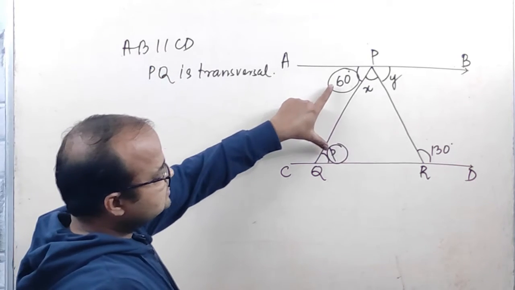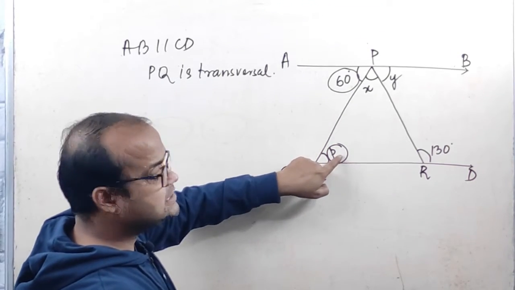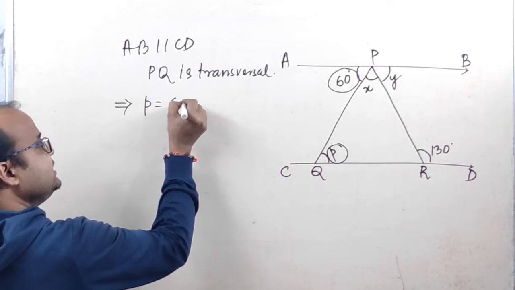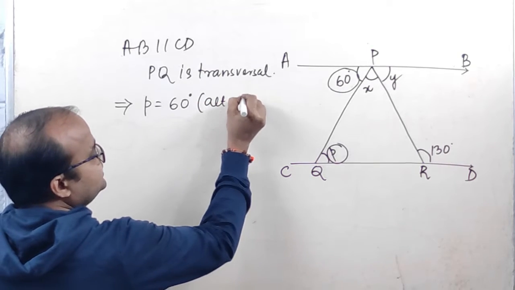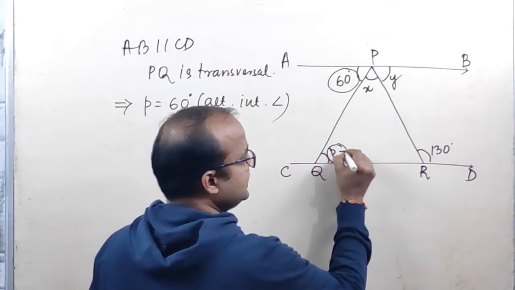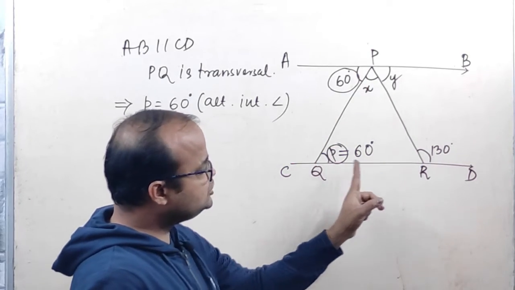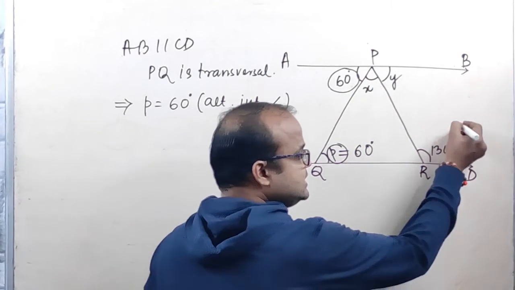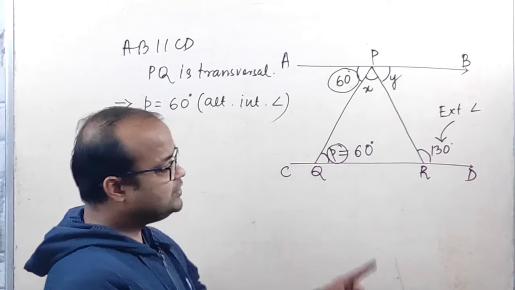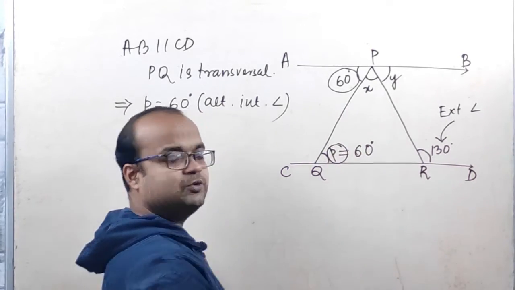So these two angles are equal. They are alternate interior angles. So we can say that P equals 60 degree because they are alternate interior angles. So we get the value of P as 60 degree. Now in triangle PQR, this angle is an external angle, and we know that an external angle is equal to the sum of the internal opposite angles.